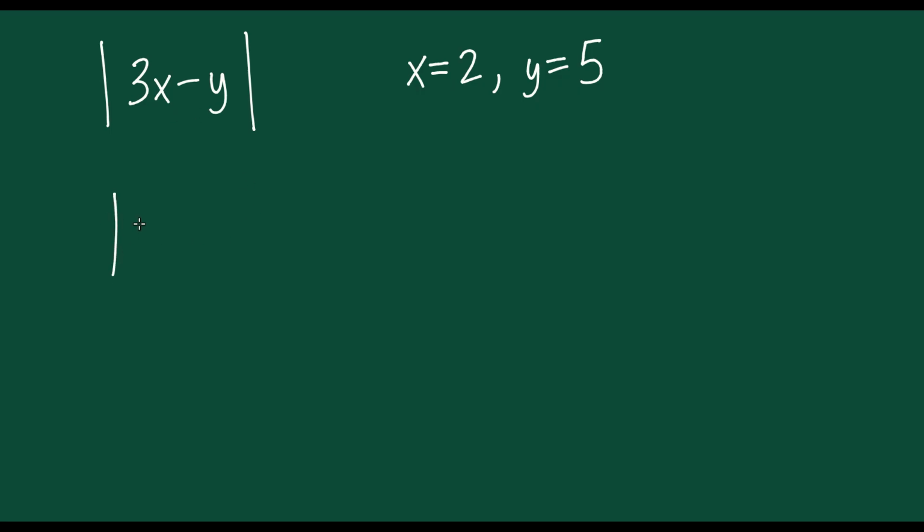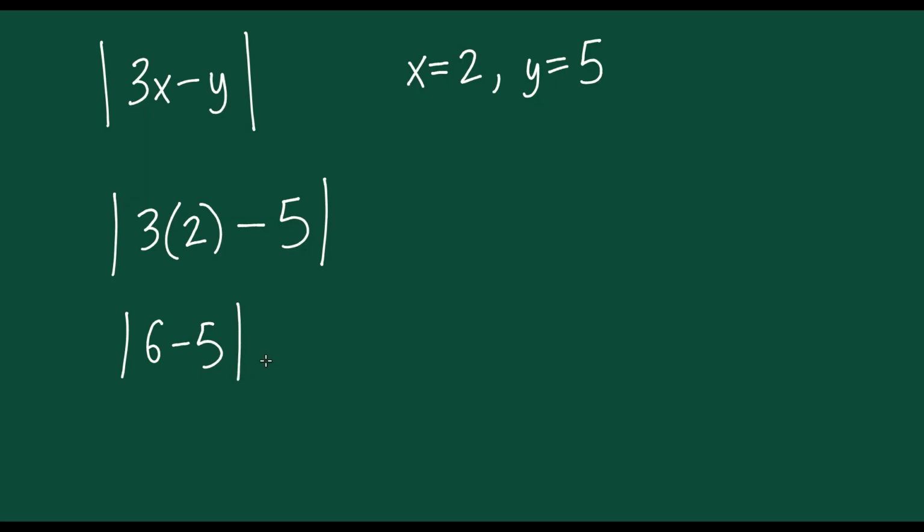All right, so the absolute value of 3 times 2 for x, minus 5. 3 times 2 is 6, so we have the absolute value of 6 minus 5, which is the absolute value of 1, which is 1.